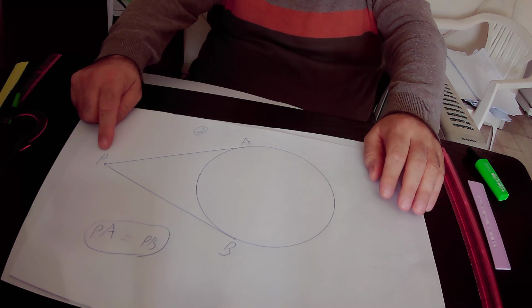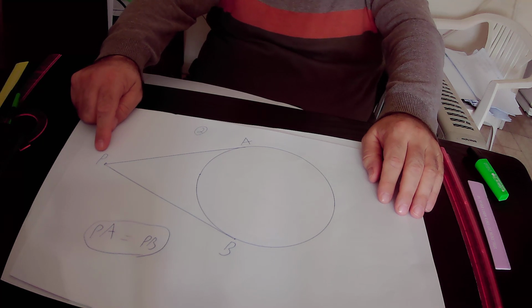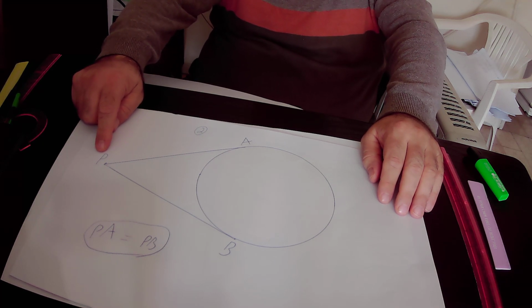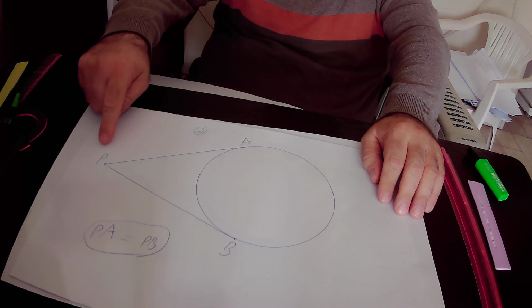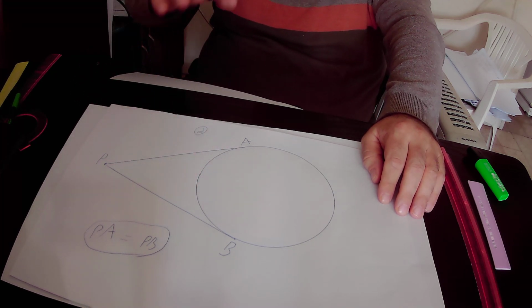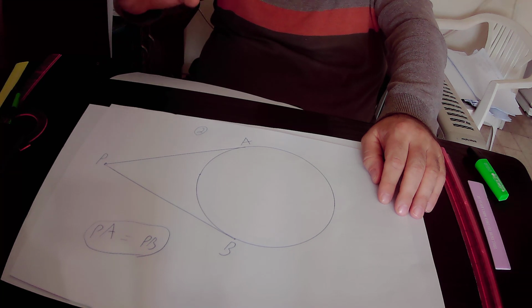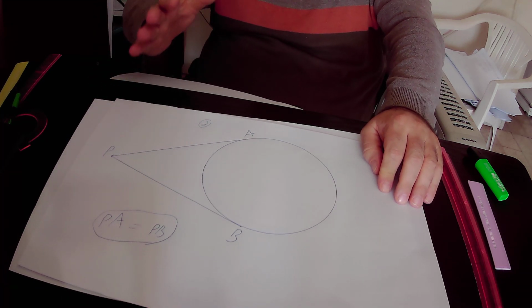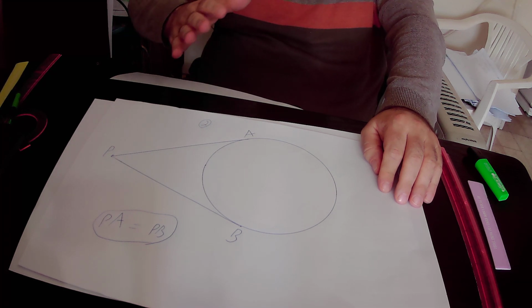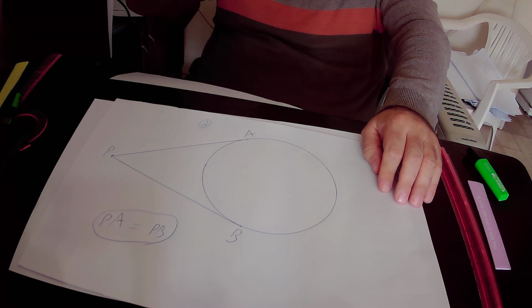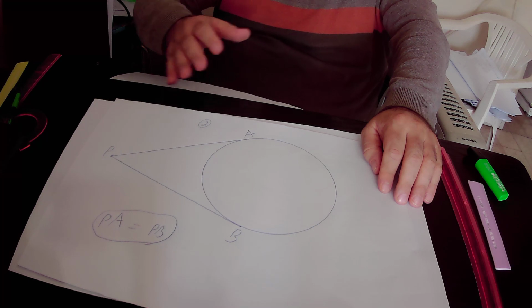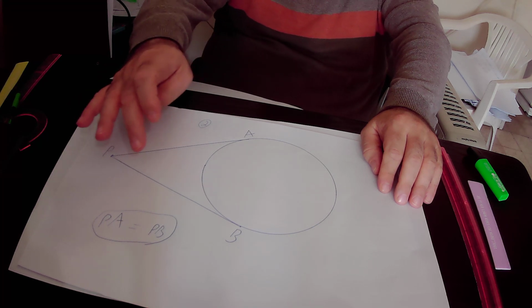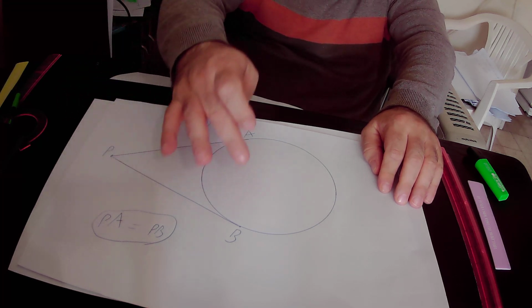and from the external point P you draw two tangents to this circle, the first tangent is PA, the second tangent is PB, then the lengths of those two tangents will be equal to each other. That is to say, PA equals PB. So whenever you draw two tangents to a circle from a common external point, the lengths of those two tangents will be equal to each other. In this case, PA will be equal to PB.